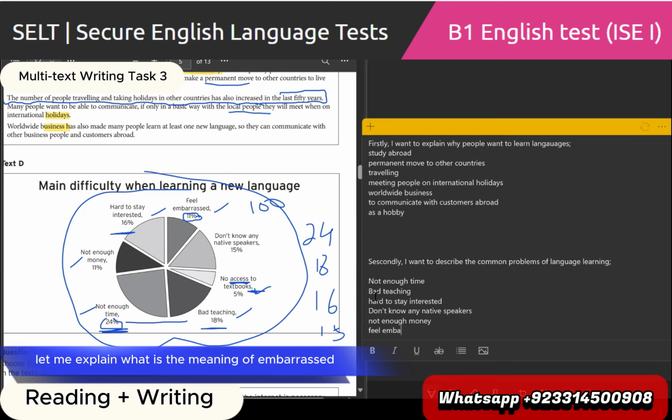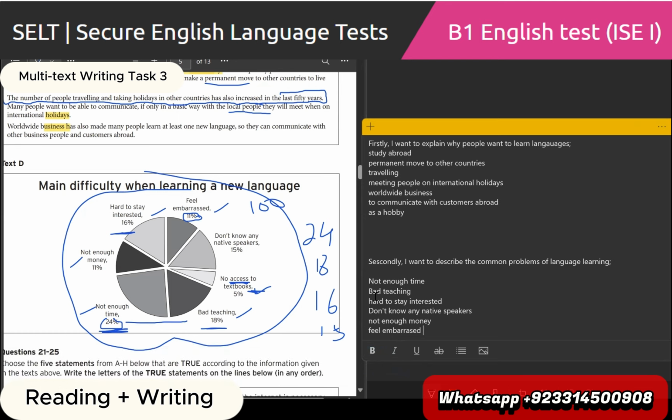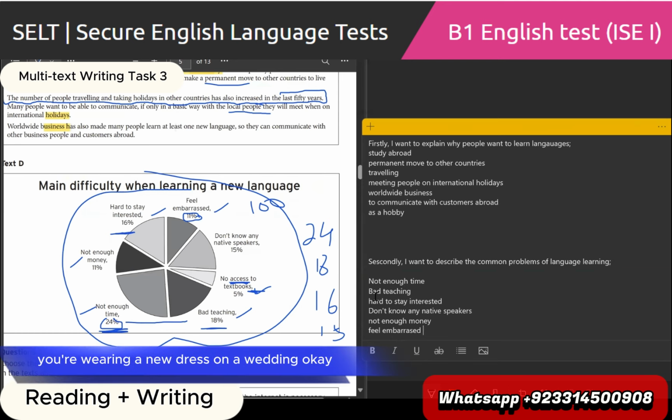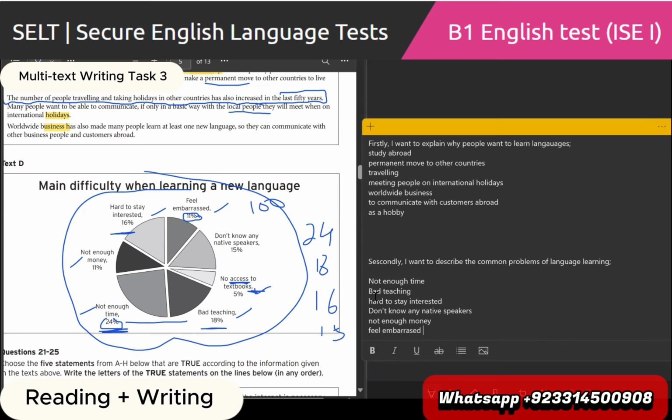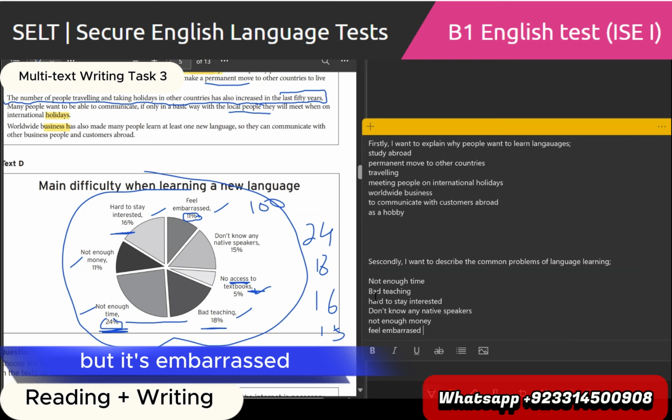Let me explain the meaning of embarrassed. For example, you're wearing a new dress at a wedding, okay? And you fall in front of everybody. That is embarrassing. You understand? Embarrassed means feeling ashamed, okay? But it's not just ashamed, it's just feeling embarrassed. I mean, how would I explain this? You understand the feeling, right? Because it's a feeling. It doesn't have any exact meaning, but it's a feeling.